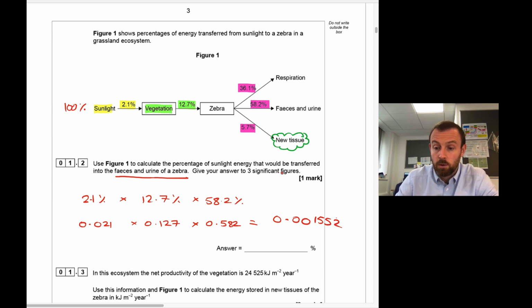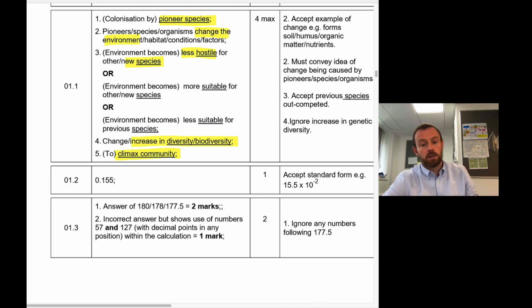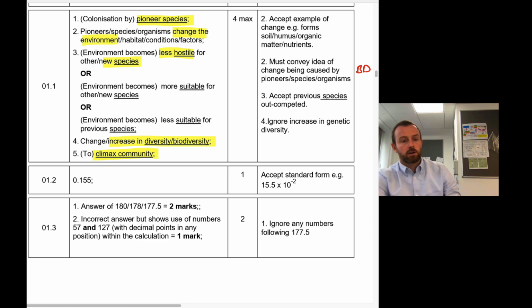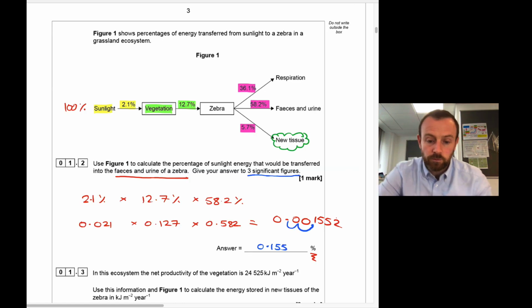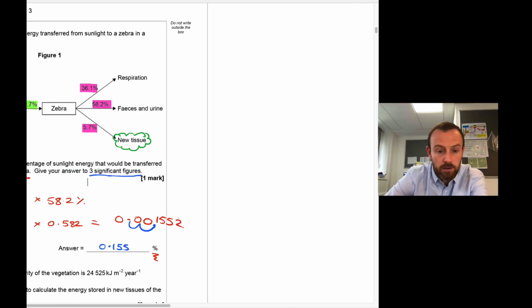0.001552. Now we want to give this as a percentage to 3 significant figures, so we've got to move the decimal place to turn it from a decimal into a percent. We've got to move it 1, 2. So it's actually 0.155, and that's the 3 significant figures. 0.155. Let's check. Is that right? Yes, it is. Okay, good. All right, let's keep going.